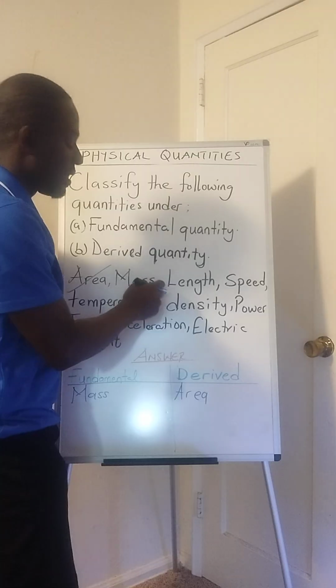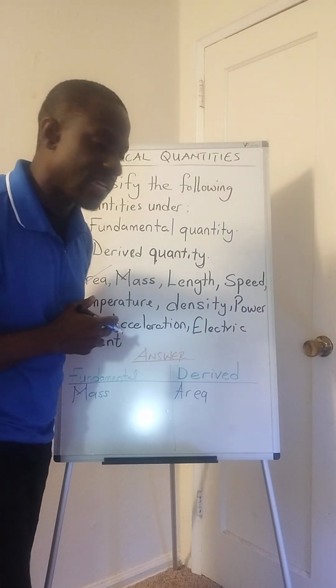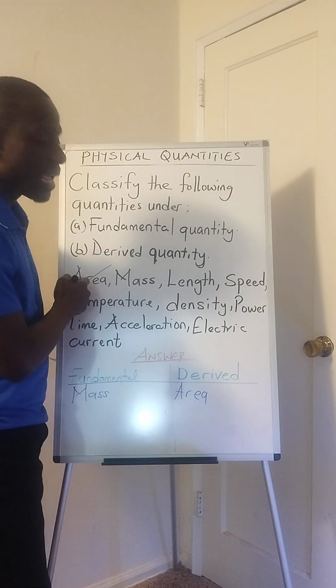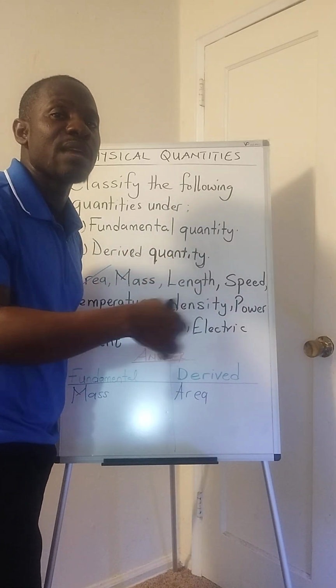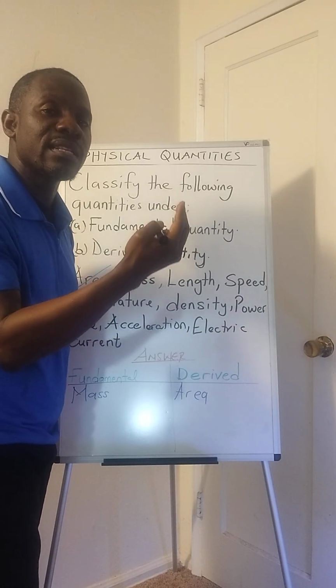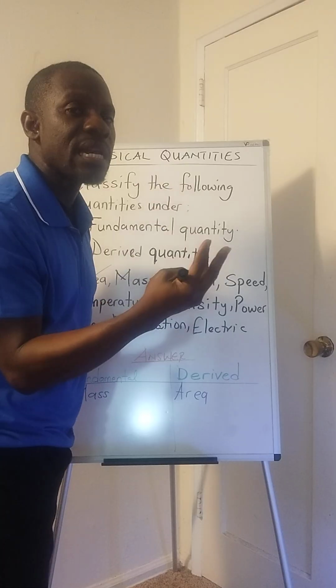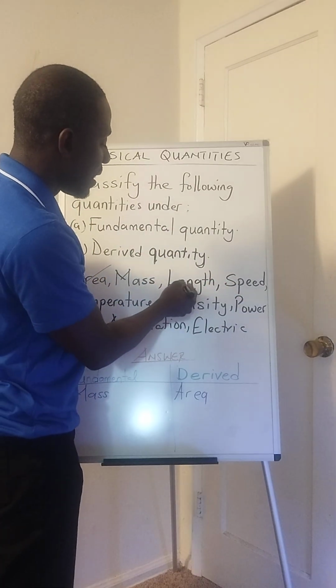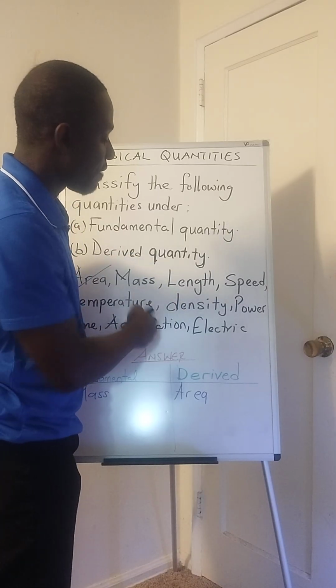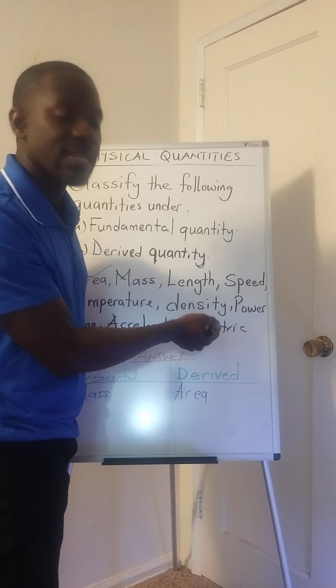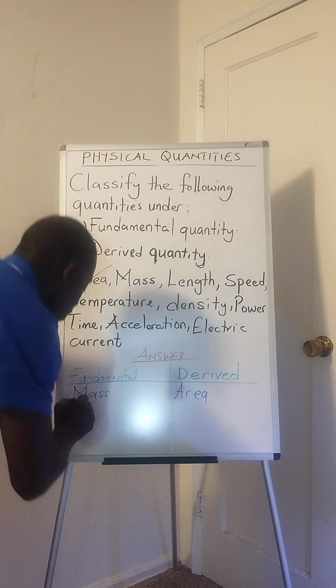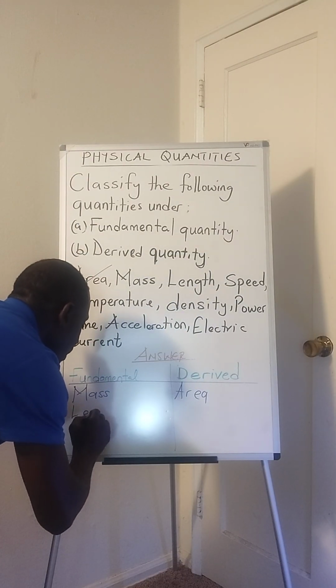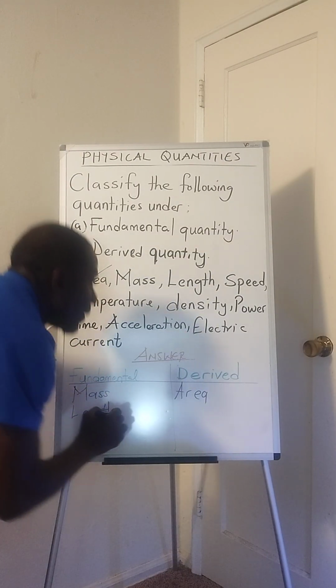Then we spoke of length. If you were paying close attention, I explained area as length times length. Two lengths make an area. Three lengths make a volume. Okay? And so length here becomes a fundamental quantity. And so I put this one also here as well. Length. I hope you are following.